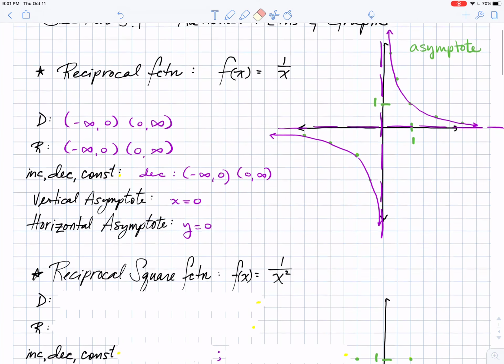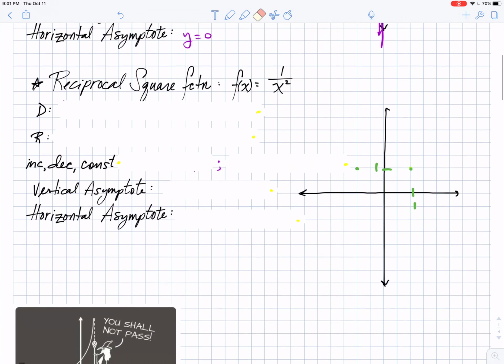All right, let's go ahead and talk about the reciprocal square function. Notice that the equation for this one is 1 over x squared. So once again, if you'll pause the video and take some time to plug in some numbers, plug in an x equals 1, an x equals 2, an x equals 3. And then also plug in numbers between 0 and 1. So plug in a 1/2 for x, plug in a 1/3 for x, and see what you find.